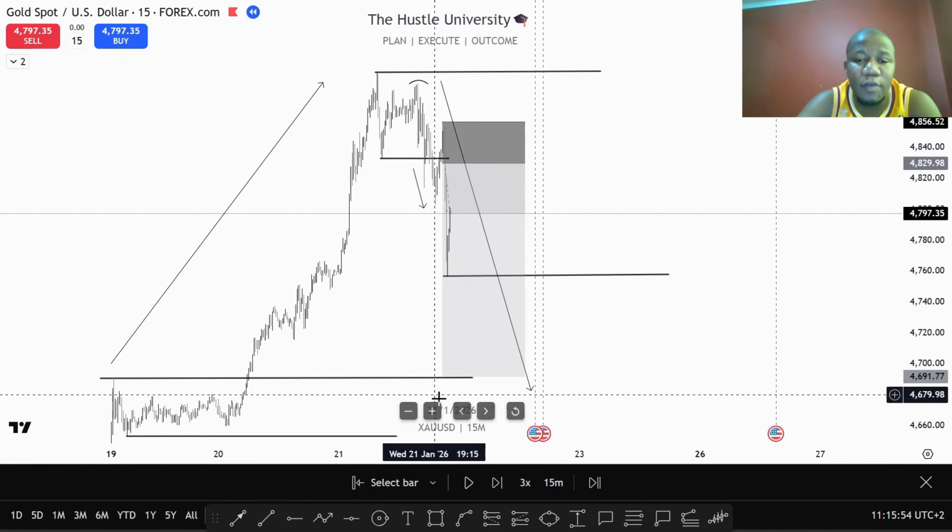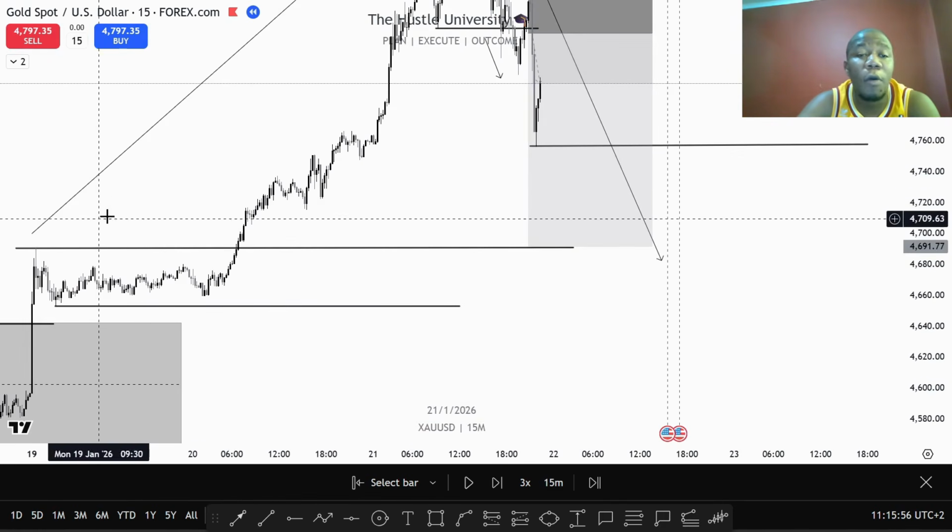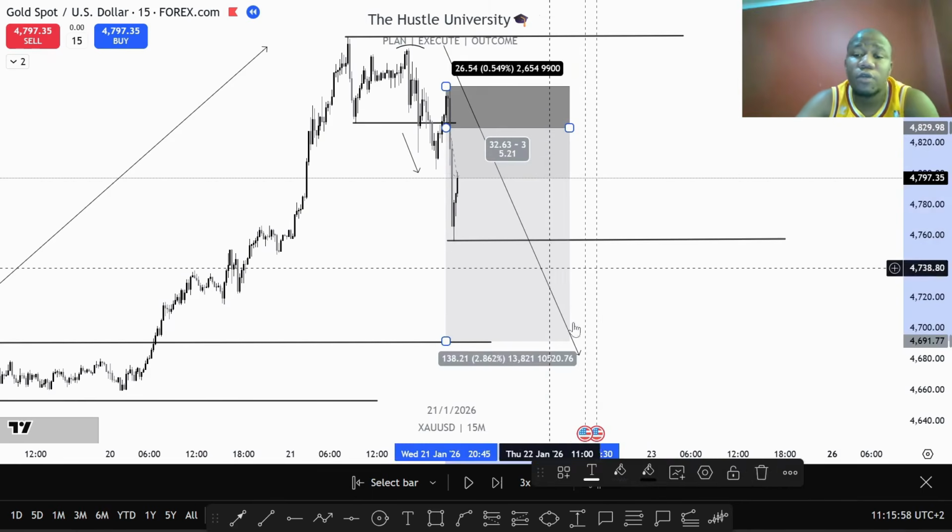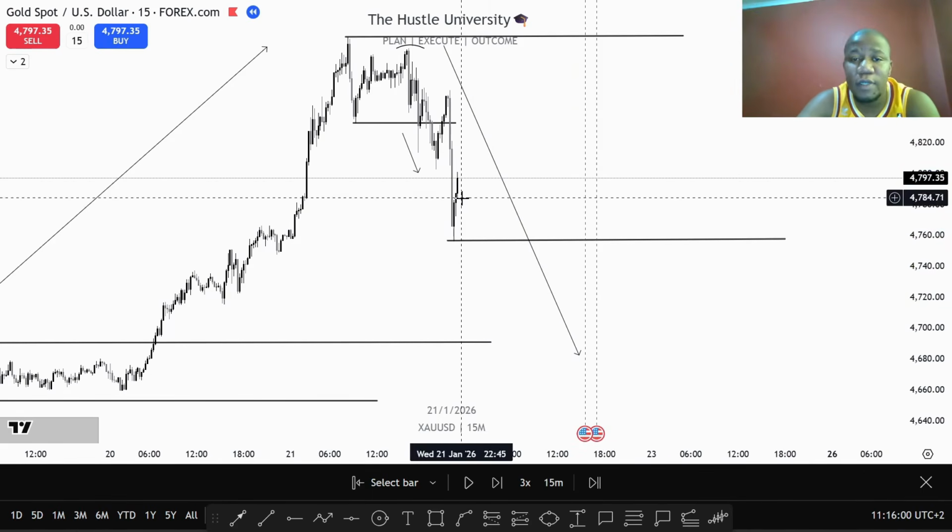You know what I'm saying? Because obviously you're thinking that, okay, price might actually go back and correct over there. You get what I'm saying? So this is one of the ways you can fully take advantage of it, right?